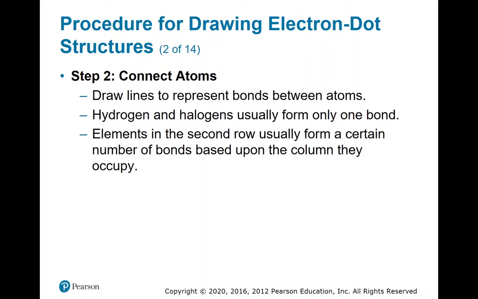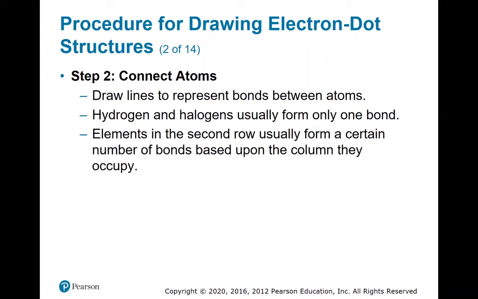The next step is going to be to connect our atoms. Now, for any atom to be part of the molecule or polyatomic ion that we're going to be drawing, it's going to need to be connected to at least one other atom with at least a single bond. So we're going to draw lines to represent bonds between atoms, and initially we're just going to put down single bonds, so single lines. And there are some guidelines here to help you figure out how to arrange these.